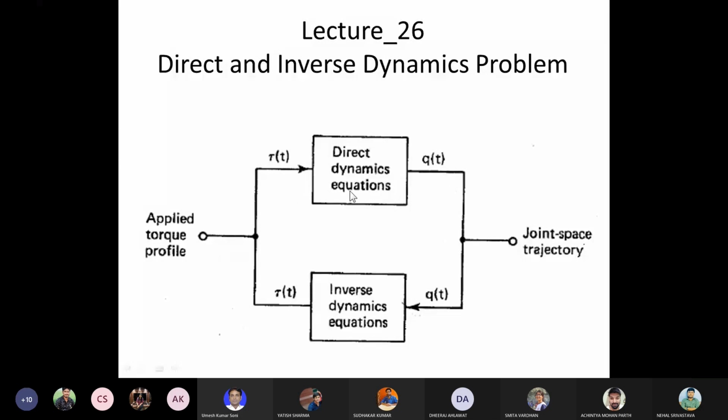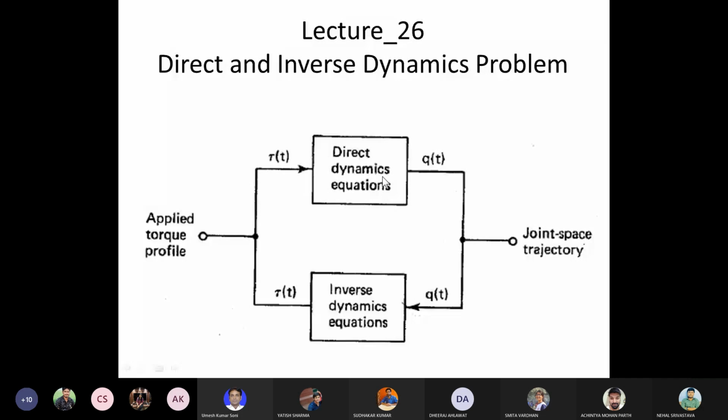So what will happen, there will be some variation in joint variables. Some error may be there in the actual and the reference joint trajectory. So our objective is to minimize the difference between the desired and actual. Okay, समझ गए?